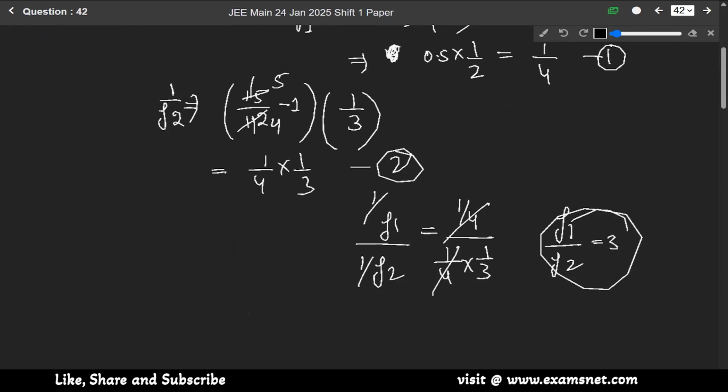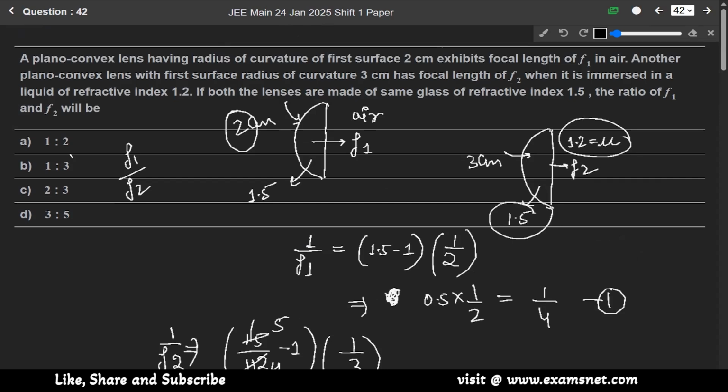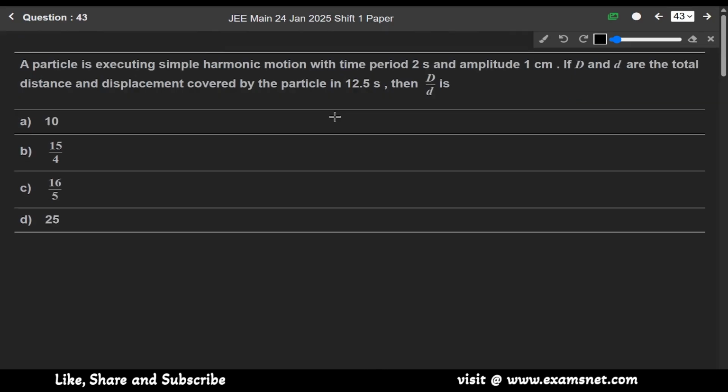3 or f1, 1 by 3, sorry. So our answer is 1 ratio 3, option B. Now next question is 43.